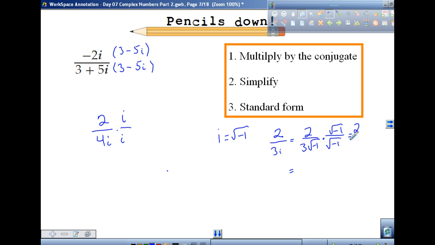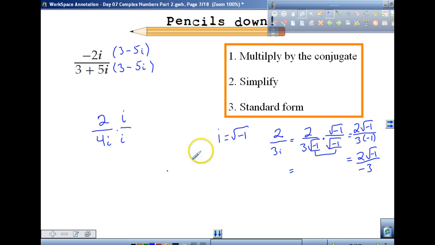So we'll have 2 times the square root of negative 1 over 3 times, and what does this equal? Radical negative 1 times radical negative 1 just equals negative 1. The radicals cancel out. And that was our whole goal from the beginning, to cancel out radicals. So our final answer would be something like this. No more radicals in the denominator.